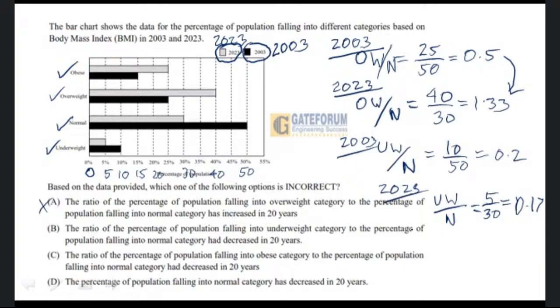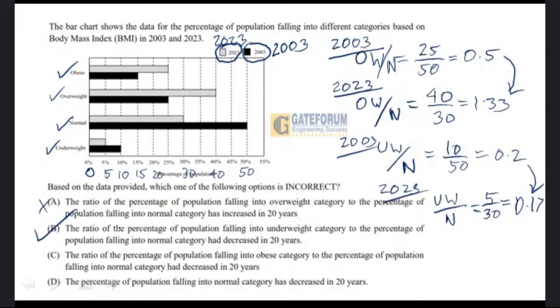The ratio of the percentage of population falling into the underweight category to the population falling in the normal category in the year 2023 is 5 by 30, which is 0.17. And hence, this is absolutely correct. It has decreased in 20 years. So I will say option number B is the correct option.